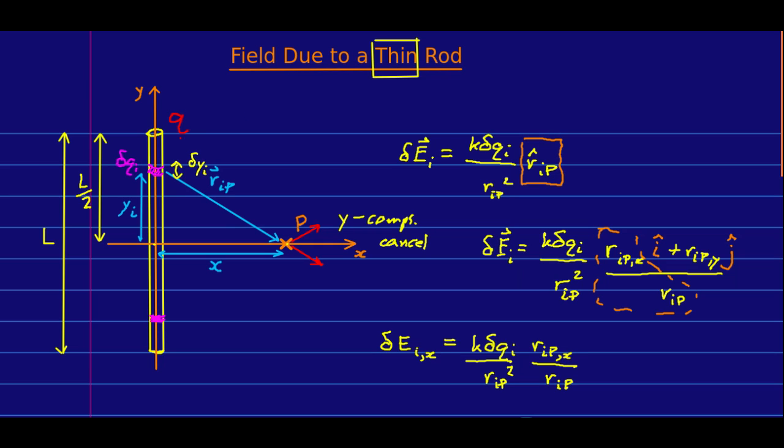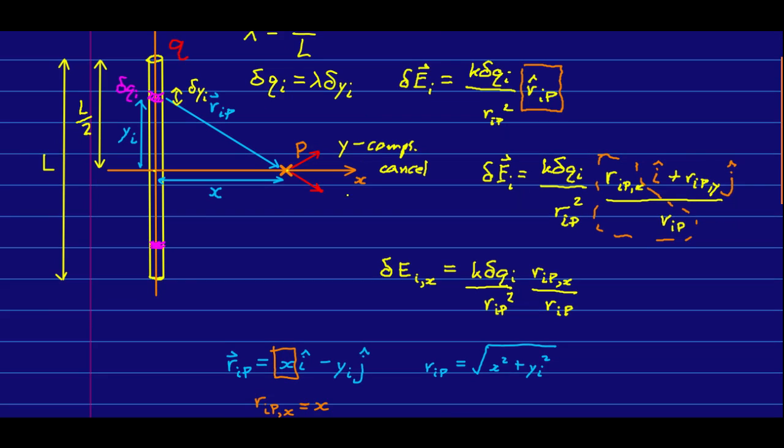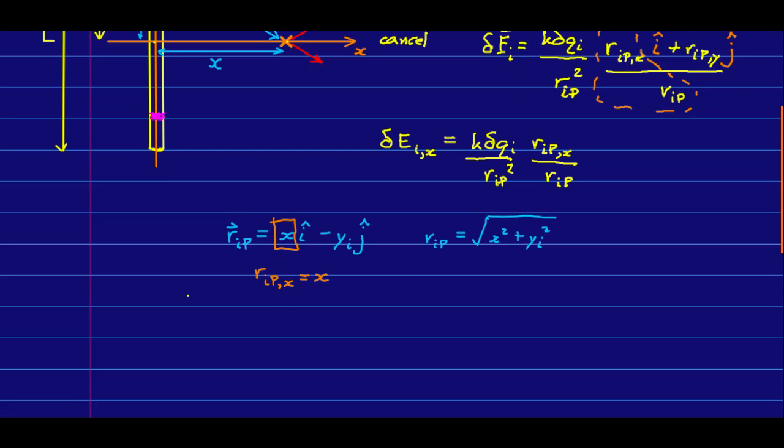We know that the charge q is distributed over this rod. And so the charge density, the linear charge density, is lambda equals q over L. And that means that the amount of charge on this little chunk, delta q_i, remember what lambda is. It's a charge per unit length. And we know that the length of this chunk is delta y_i, and so the charge on it must be lambda times delta y_i.